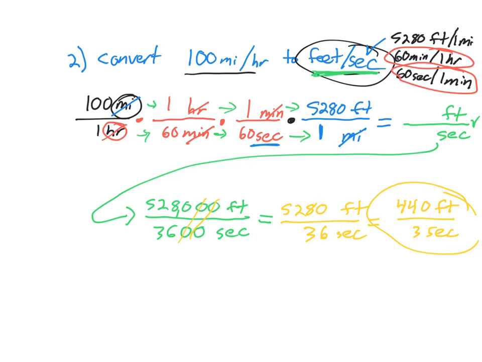Usually what we're looking for here is something called a unit rate. And a unit rate is when we have 1 in the denominator of the fraction. And all we need to do to get a unit rate is divide the numerator by the denominator. So if we do 440 divided by 3, we get 146.6 repeating feet per 1 second. This unit rate is usually what the problem is asking you for.